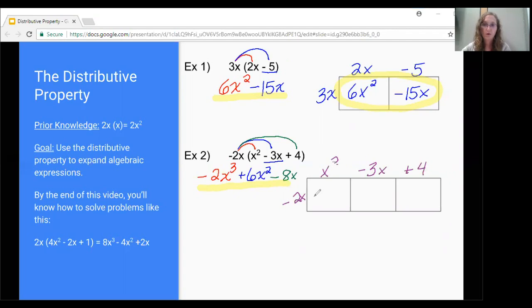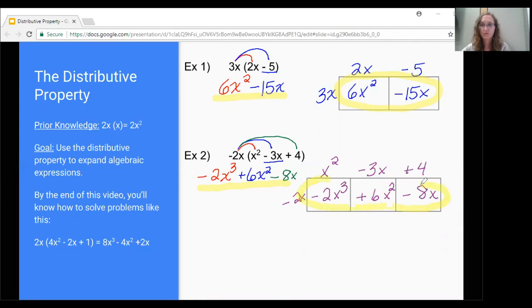And then when we're filling in the box, same thing. So we have negative 2x times x squared, which is negative 2x cubed. Negative 2x times negative 3x gives me a positive 6x squared. And then negative 2x times positive 4 is negative 8x. And as you can see, we get the same answer that we did before. It's just a little bit different way of organizing it.